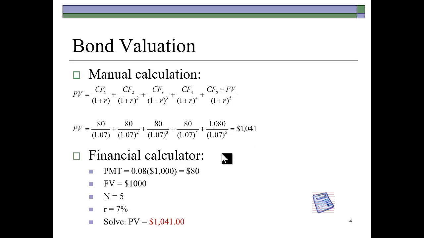Now though, using your financial calculator, the preferred one is the BA II Plus. And putting in all the values right here, as I indicate, you're going to come out with the correct answer of $1,041. So on your BA II Plus, after you clear it, make sure you type the number first, 80, and then you hit PMT. 1,000, you hit FV. 5, you hit N, and then 7, you're going to hit I/Y on your BA II Plus, and then you compute PV, and that's how you're going to get this.